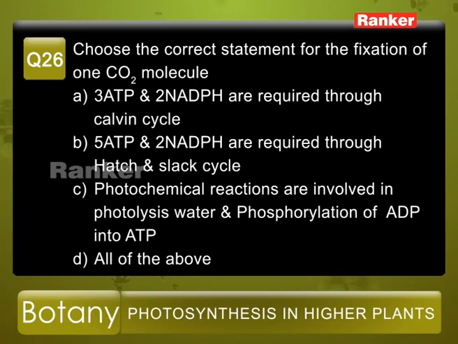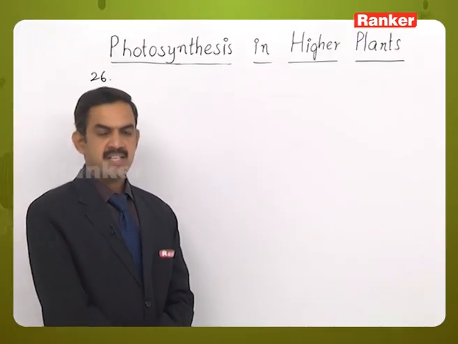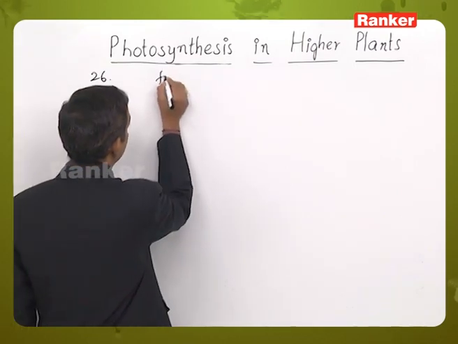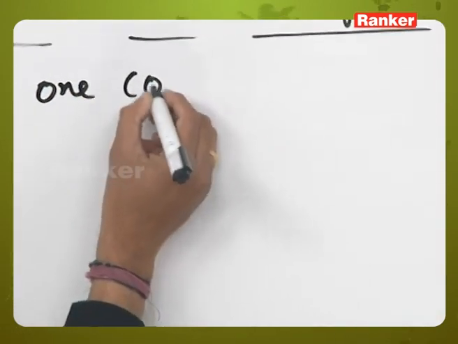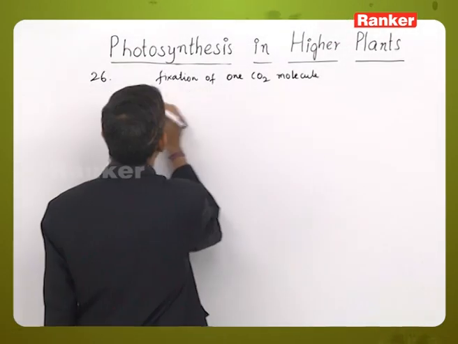Question number 26. Choose the correct statement for the fixation of one carbon dioxide molecule. The given options are A. 3 ATP and 2 NADPH are required through Calvin cycle, B. 5 ATP and 2 NADPH are required through Hatch-Slack cycle, C. Photochemical reactions are involved in photolysis of water and phosphorylation of ADP into ATP, and option D, all of the above. So here it is related to the fixation of one carbon dioxide molecule.